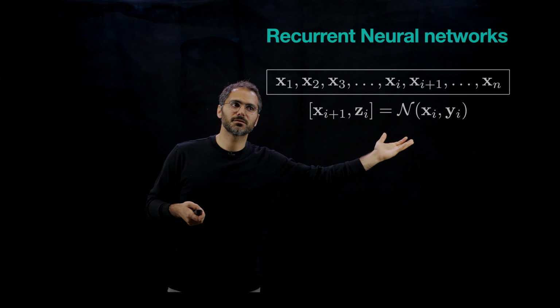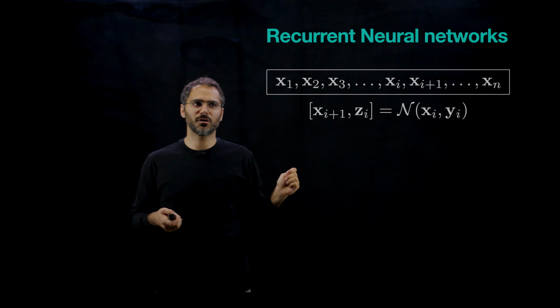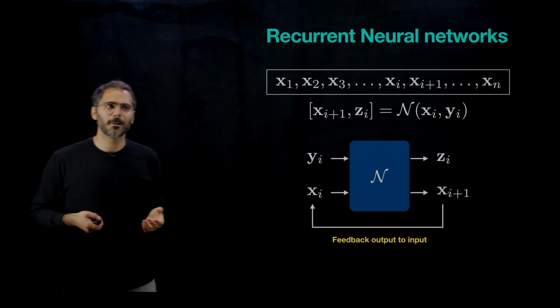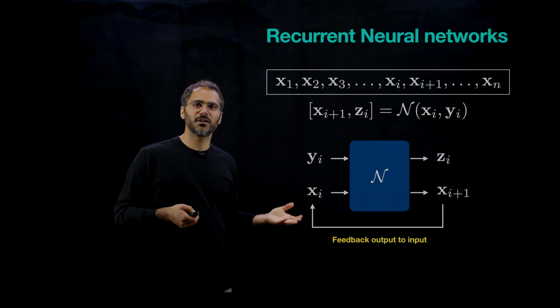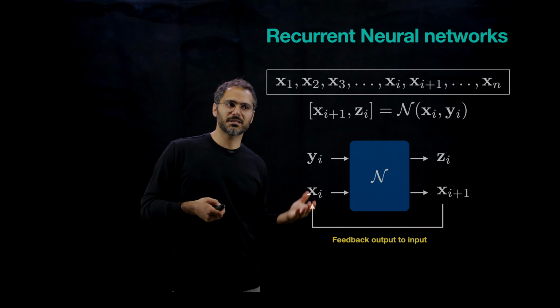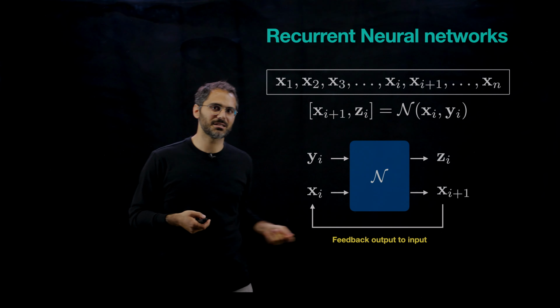It can also take some other unrelated input y and return z with it. So xi and xi+1 don't have to be the only inputs and outputs. The general representation of a recurrent neural network would be something like this. It takes in xi and it returns xi+1. So you train it to predict the next time step.